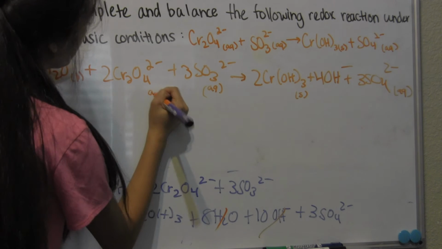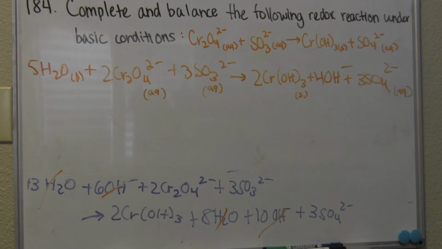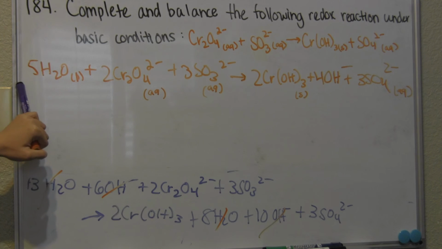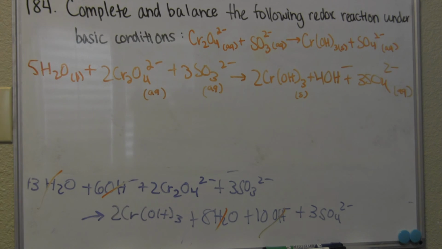And aqueous. So the final product of your entire answer will be 5 H2O liquid plus 2 Cr2O4 2 minus aqueous plus 3 SO3 2 minus aqueous yields 2 Cr(OH)3 solid plus 4 OH minuses plus 3 SO4 2 minus aqueous.